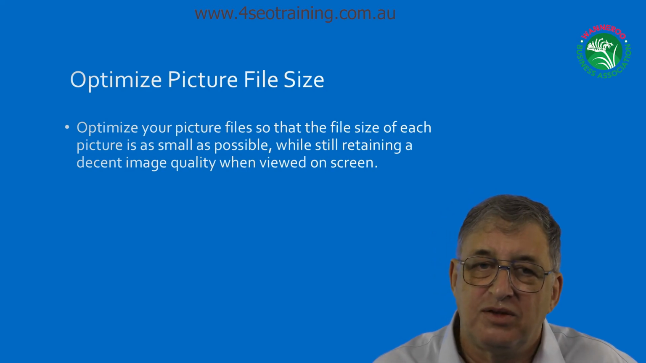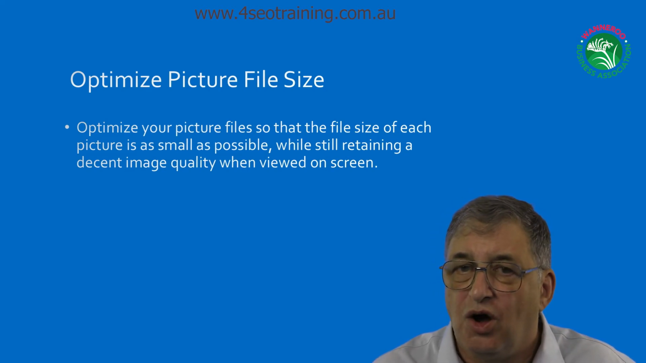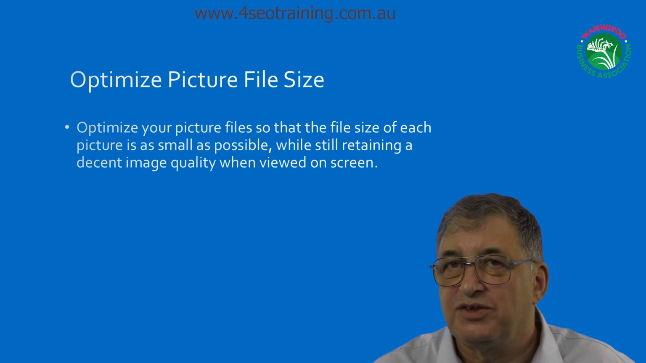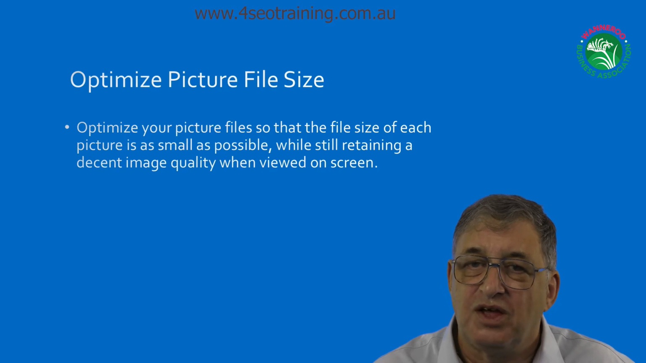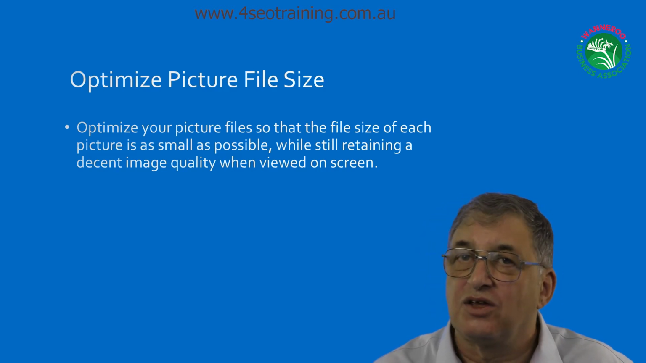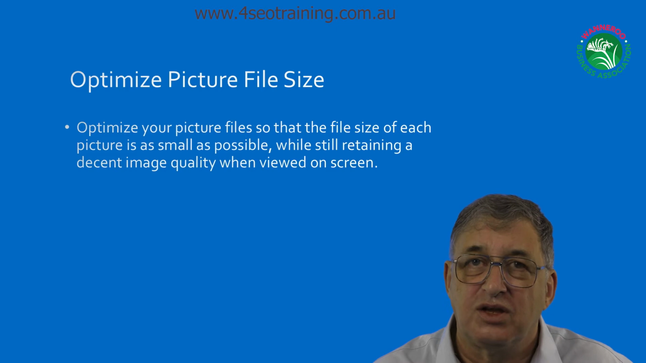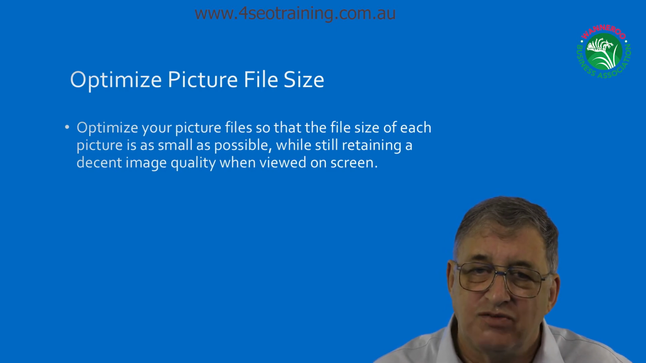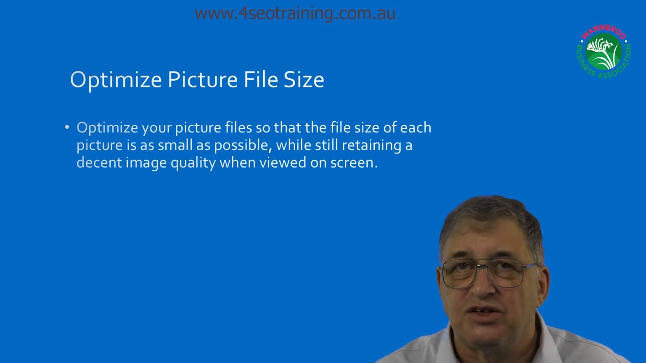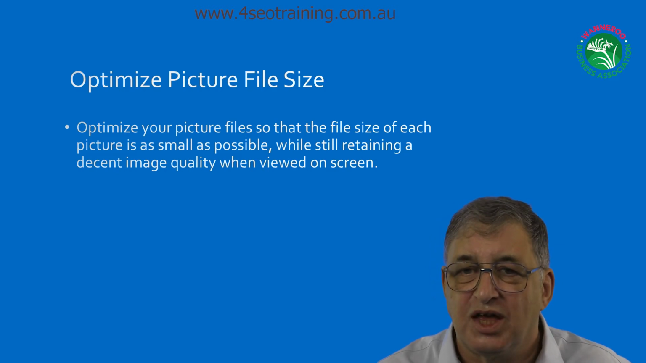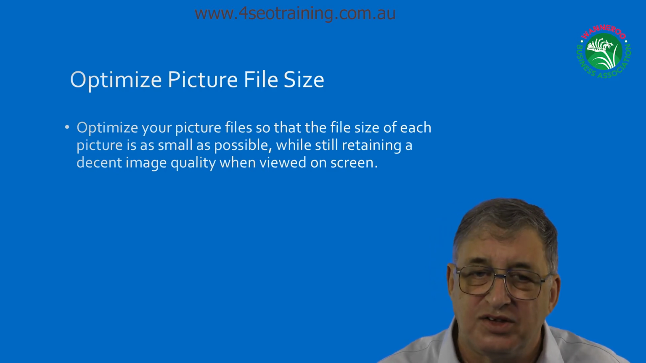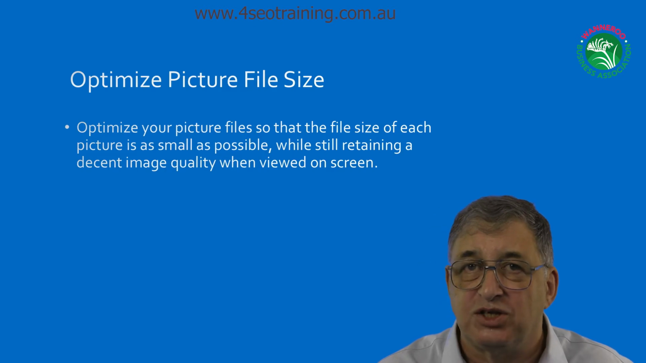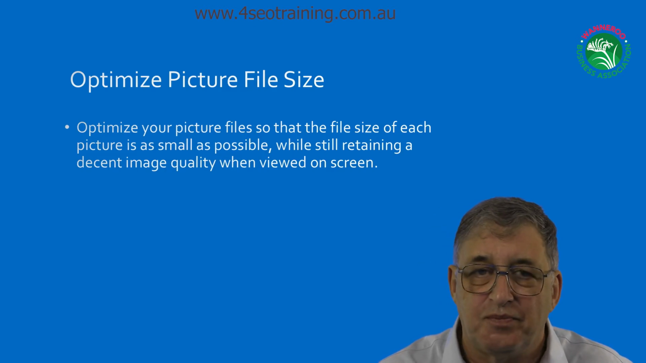Something else you should think about is if you've got loads of pictures, optimize the file size. Make the file size as small as possible. Why? Because smaller picture file sizes mean they load faster, and Google rewards you for a fast loading website. So try and get everything to load as fast as possible. Reduce the physical size of the pictures and then compress the pictures so they have a very, very small file size. And also don't have too many pictures, not on each page anyway.